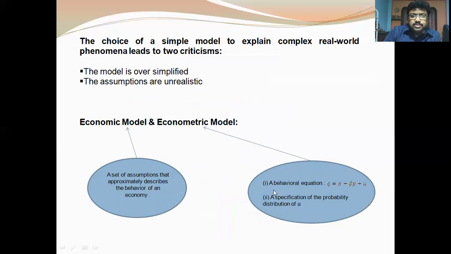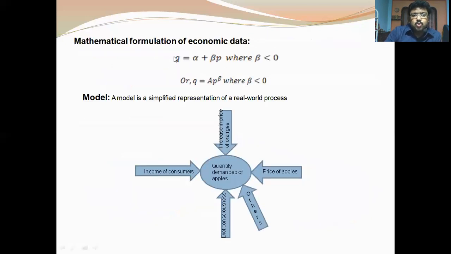Now, the choice of a simple model to explain complex world phenomena leads to two criticisms. Why should we use a simple model to explain a complex real world? So criticism must be there, and there are two criticisms. One, the model is oversimplified. If you consider my example, the quantity demanded of apples depends only on the price, but there are many other factors: diet consciousness, income of consumers, increase or decrease in prices of oranges, and many other factors on which the quantity demanded of apples depends. But we consider only the price of apples. So it is oversimplified.